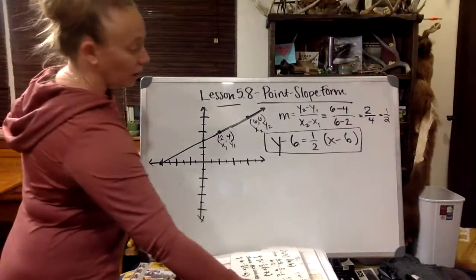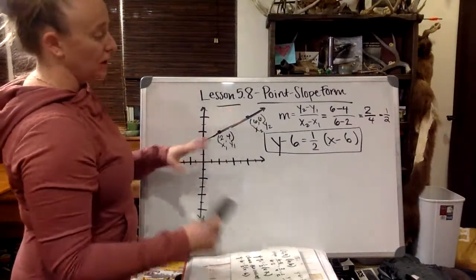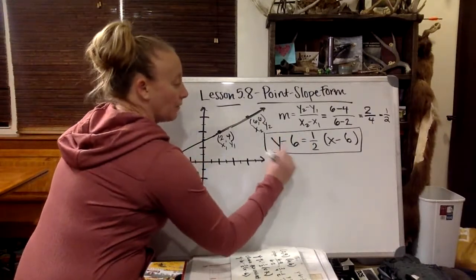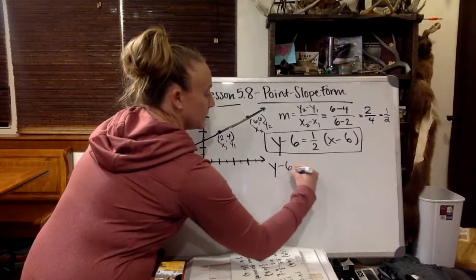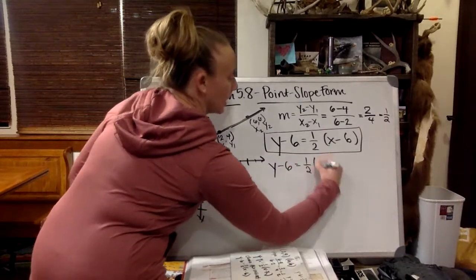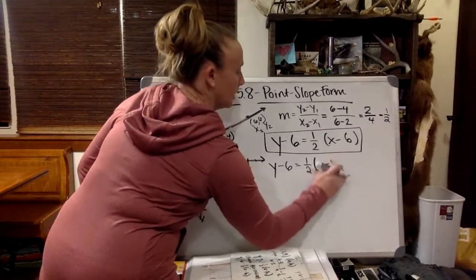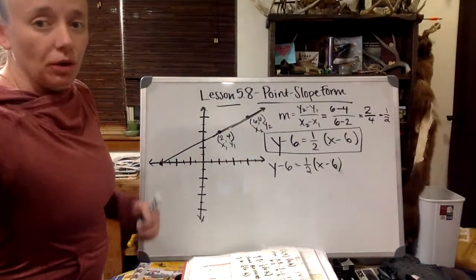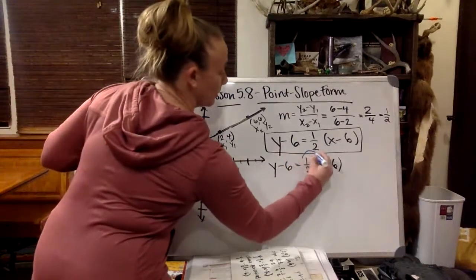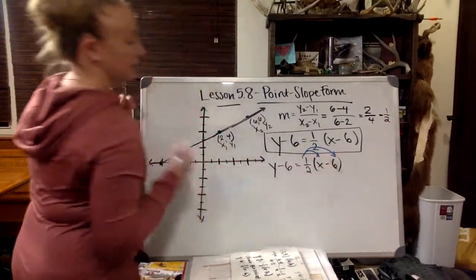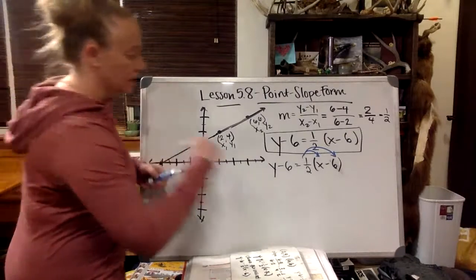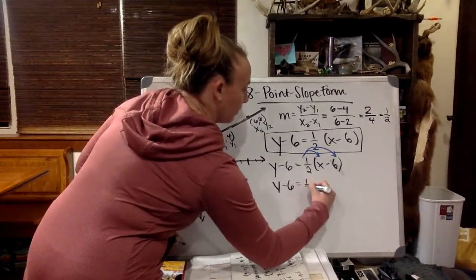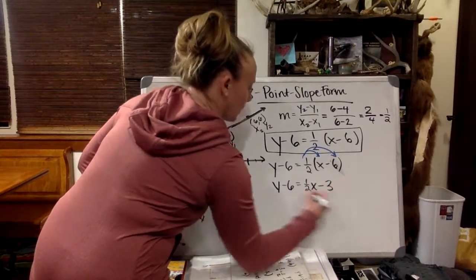That being said, I can also take this point slope form equation and turn it into slope intercept form, and it would look something like this. First things first, y minus 6 is equal to 1/2 times x minus 6. Now I need to do a little distributive property here to simplify that parentheses. I now have y minus 6 is equal to 1/2 x minus 3.